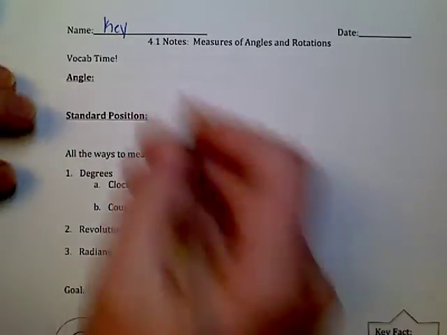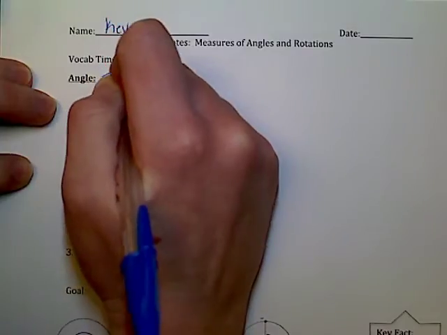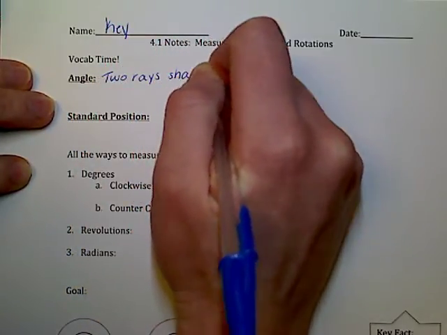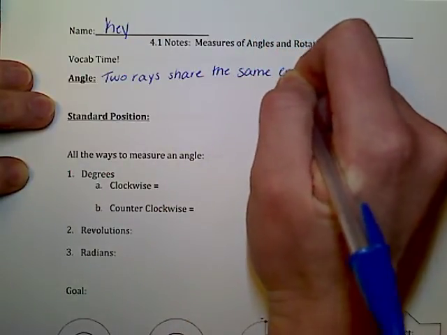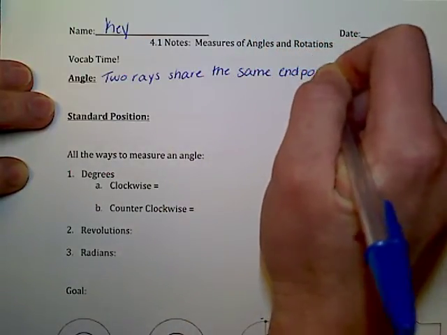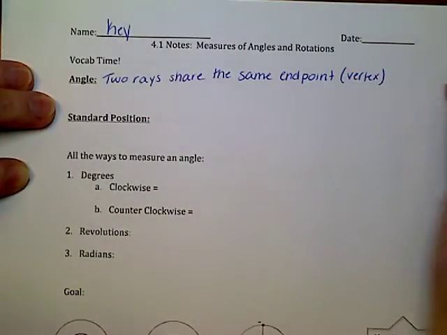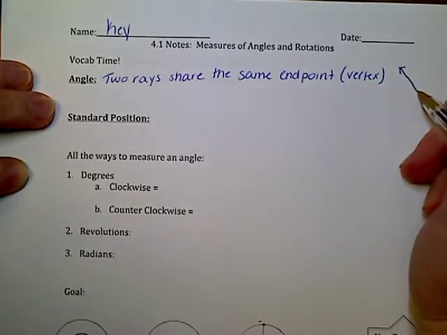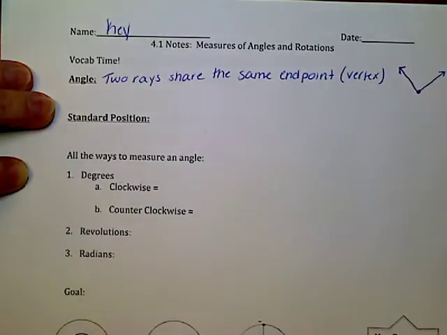And you guys know what an angle looks like, but mathematically speaking, that's when two rays share the same endpoint. And we call that endpoint the vertex. Okay, so we'll just draw one really quick. There's a ray, there's a ray, there's the vertex. You've got yourself an angle.